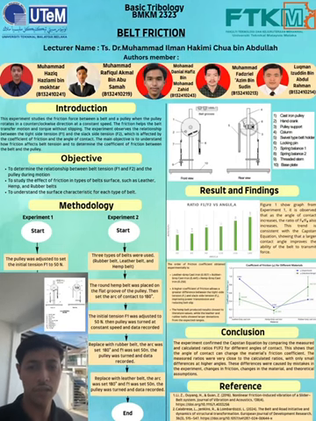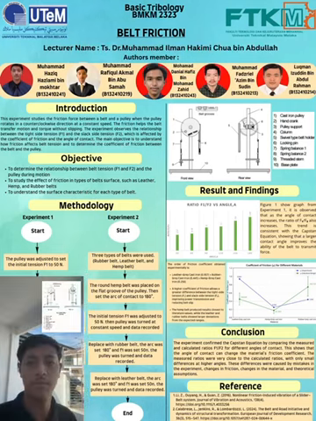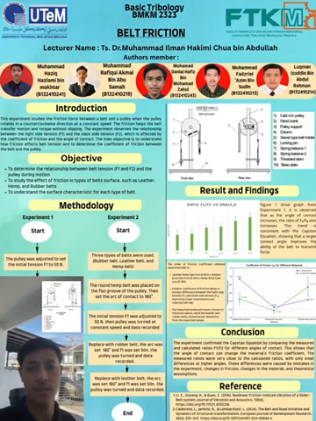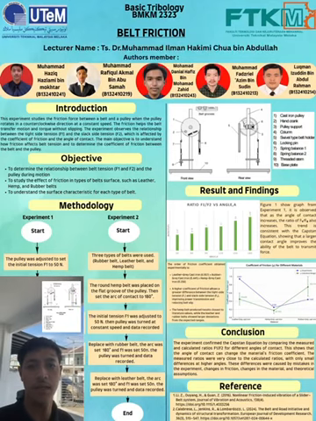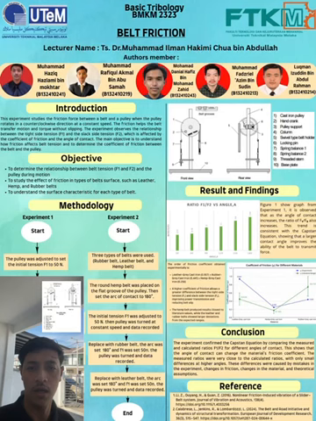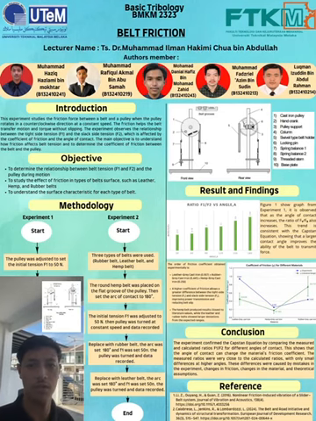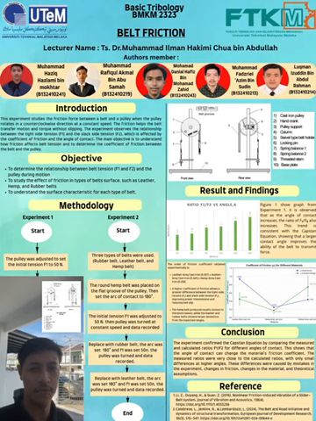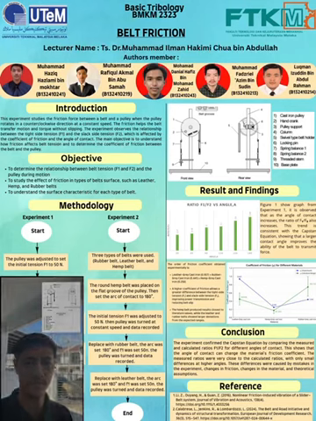BMKM 2323. This experiment studies the frictional force generated between a belt and a pulley during motion. Belt friction is important because it allows power and torque to be transmitted without slipping. We investigate how the angle of contact and the belt material affect the belt tension and coefficient of friction.